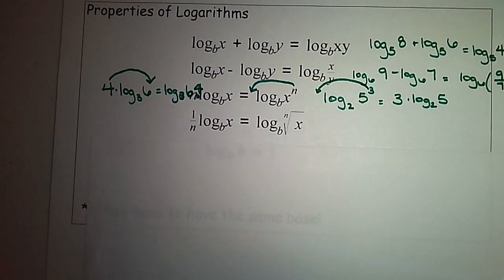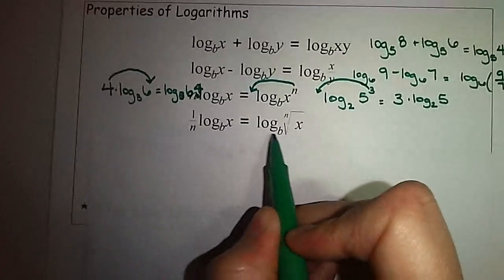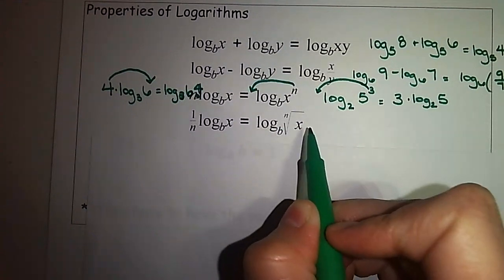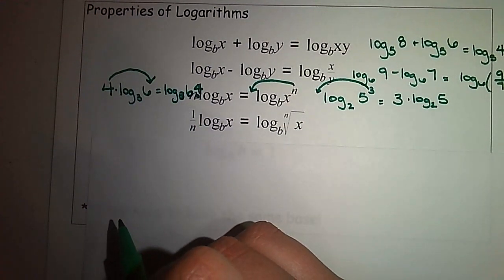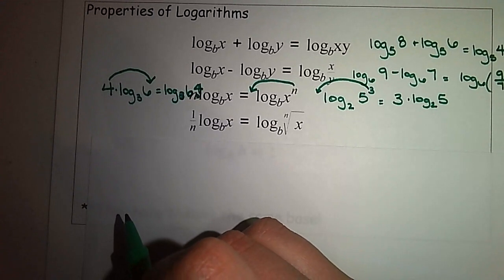This next one is super similar. This is saying log base b of the nth root of x. Another way you can write that is 1 over n times log base b of x.